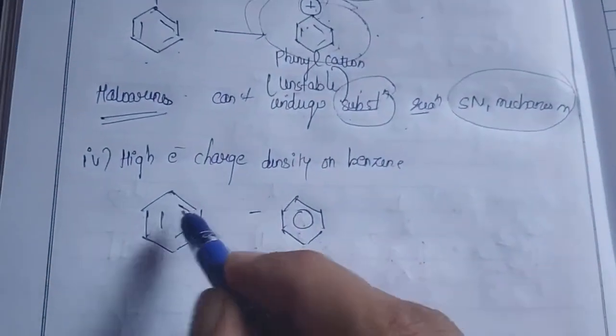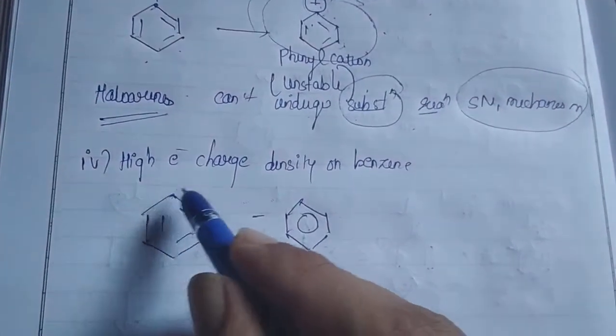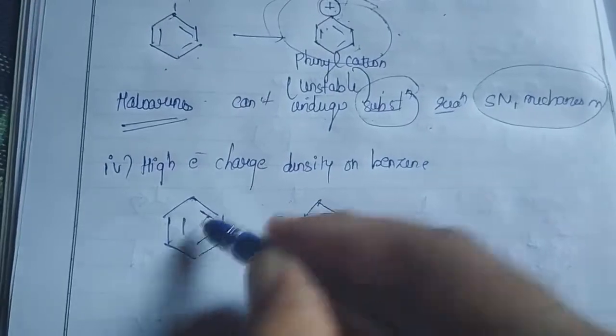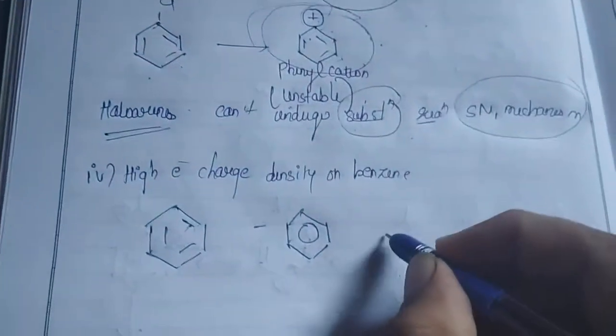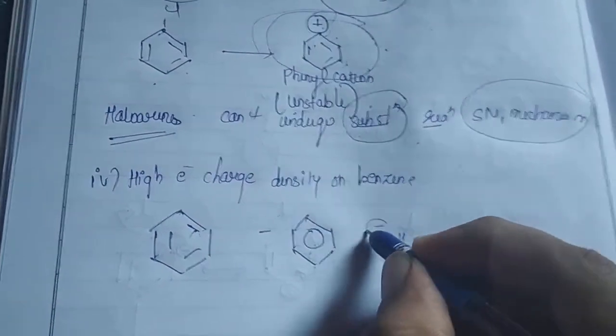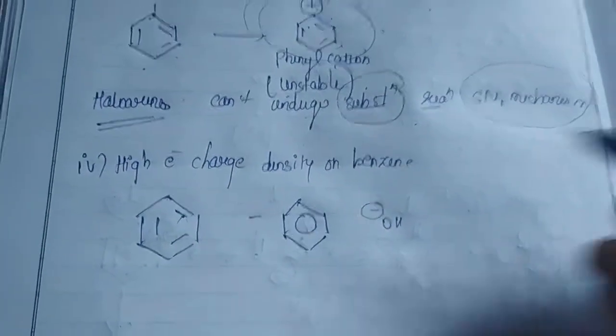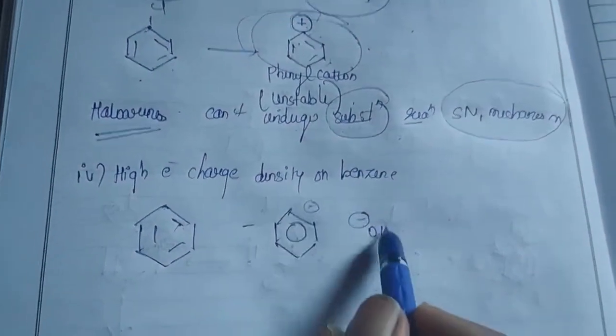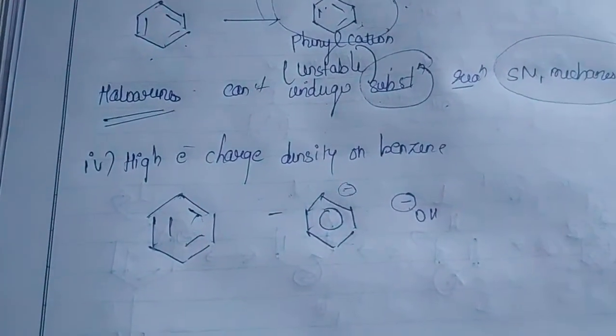What does it mean? These pi electrons are in continuous motion. So of course, pi means it is also an electron. And when a nucleophile is coming and attacking, what is the charge on the nucleophile? It is negative. What is the charge on the electron? It is also negative. So what happens? Electron-electron repulsion takes place. Able to understand?